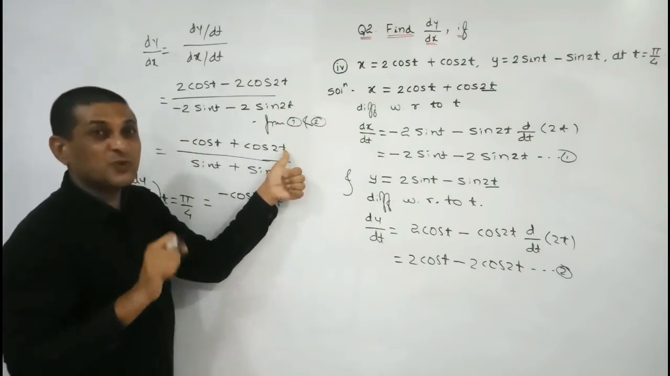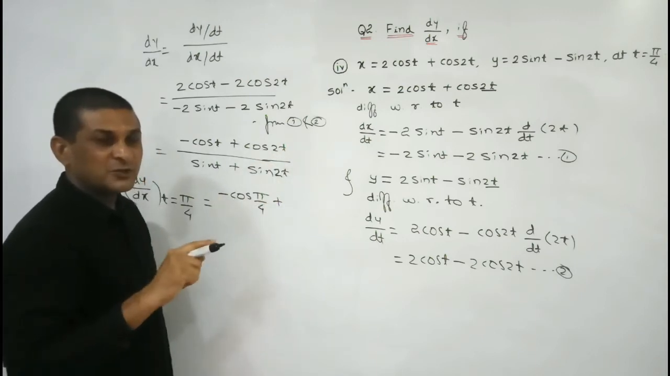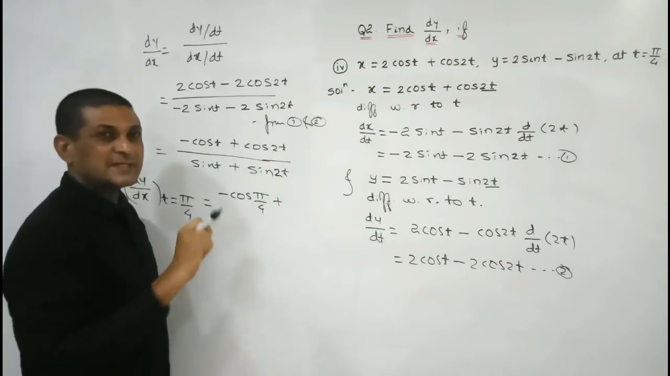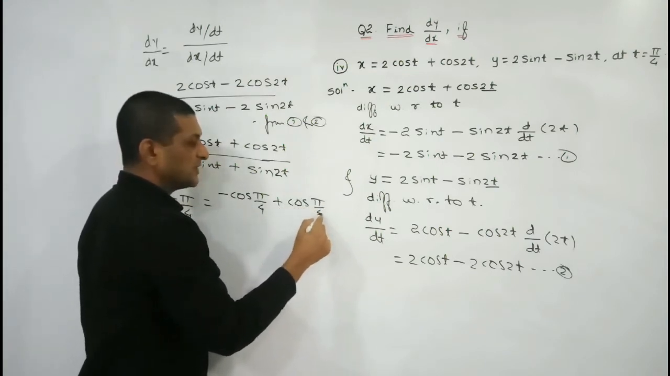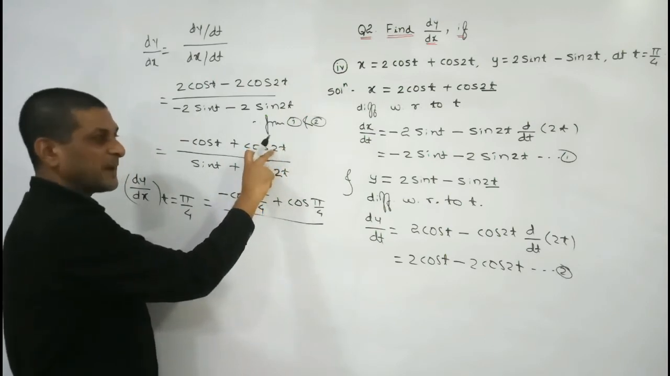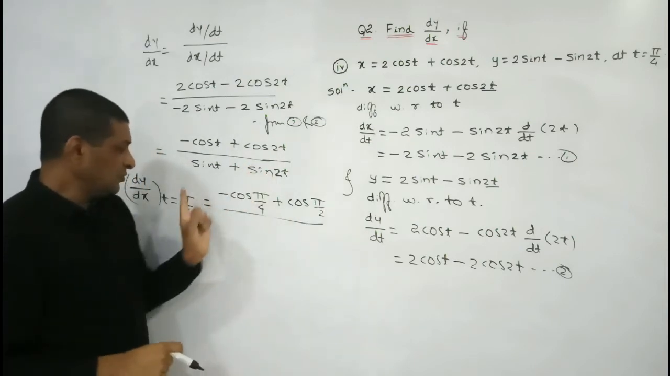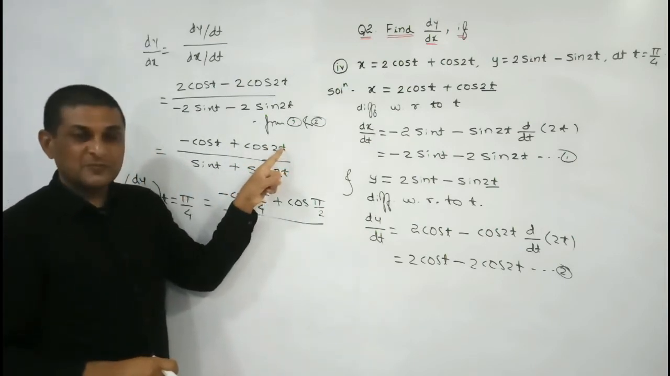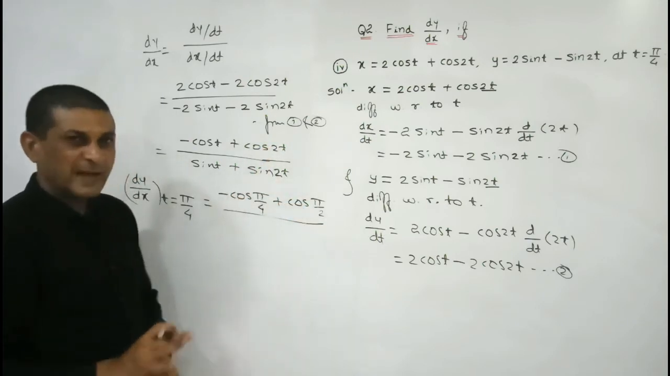Pi by 4 means 45, and 45 into 2, what is the value of 45 into 2? 45 into 2 is 90, and 90 can be written as what? Pi by 2. After substituting t equal to pi by 4, pi by 4 into 2 is pi by 2. Pi by 4 means 45, 45 into 2 is 90, and 90 can be written as pi by 2.